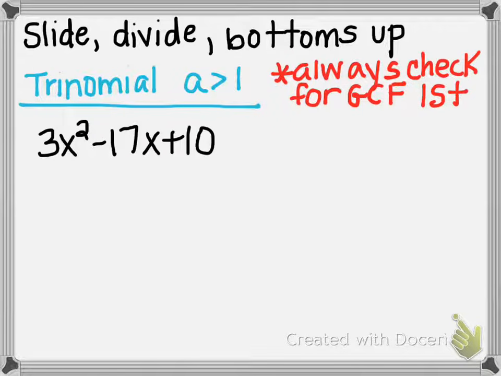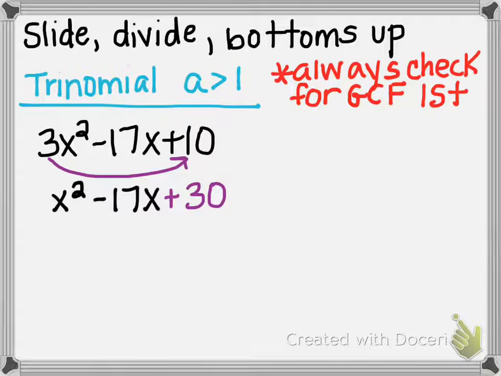I'm looking at this trinomial 3x squared minus 17x plus 10. And that does not have a GCF. But we are going to start by sliding the A value to the 10. And when we slide the A value to the 10, that leaves me x squared minus 17x, and that's going to be plus 30 because you multiply them together.